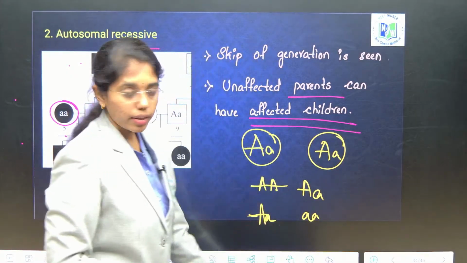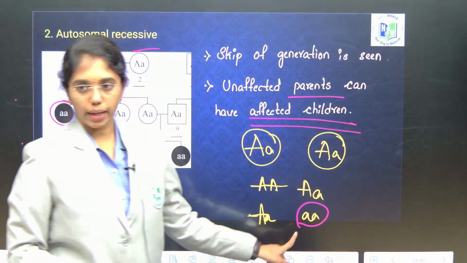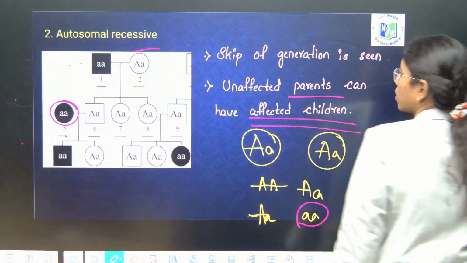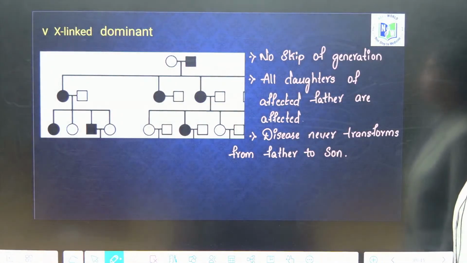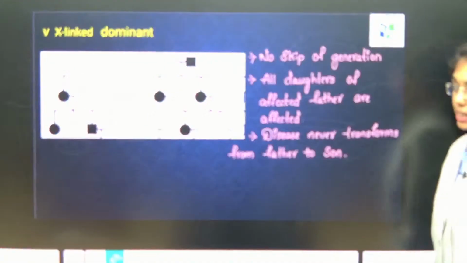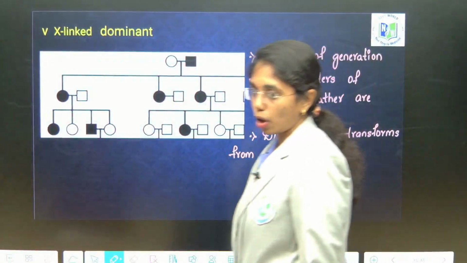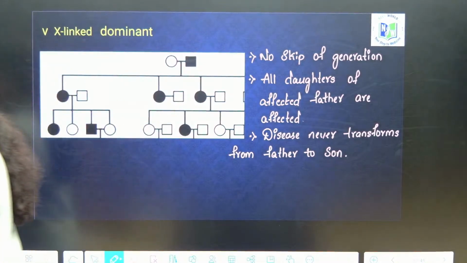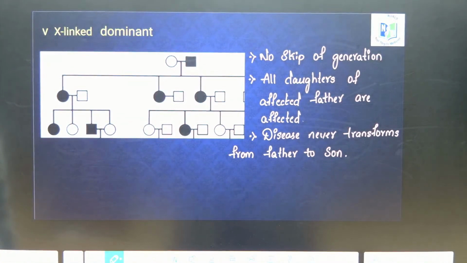Fine, right? They are having affected offspring, no? Likewise. Next. X-linked dominant, whether it is dominant or recessive, allosomal, autosomal, there will not be any skip of generation. Okay, there will not be any skip of generation.